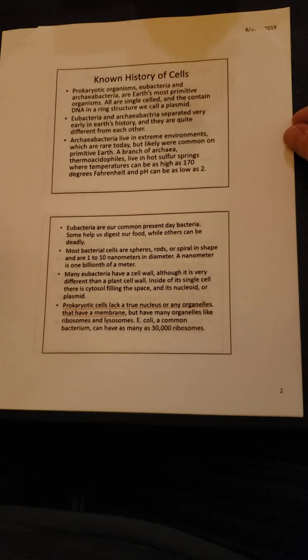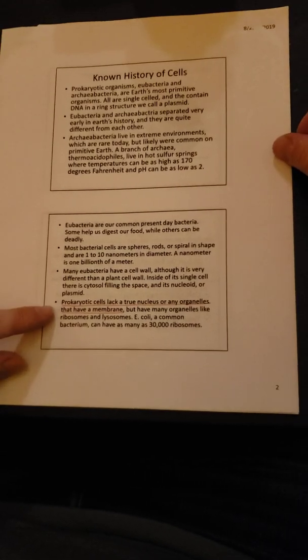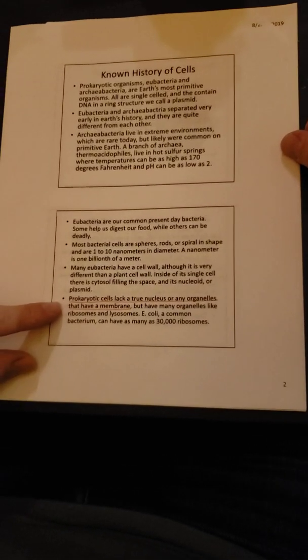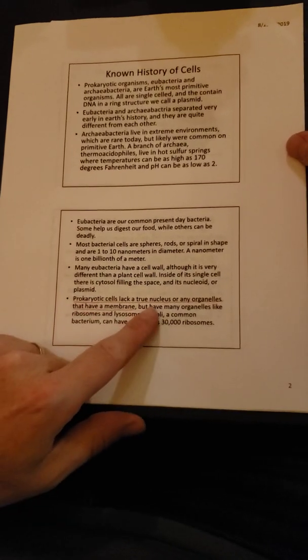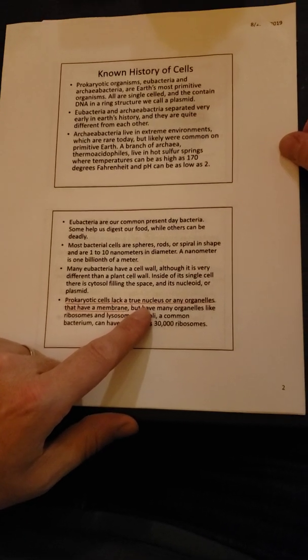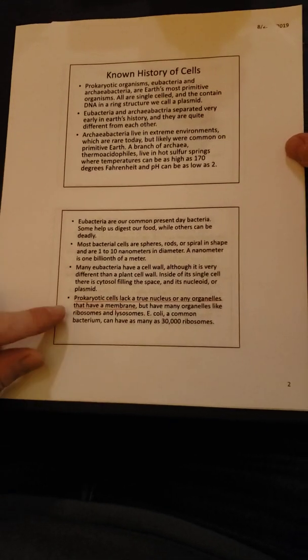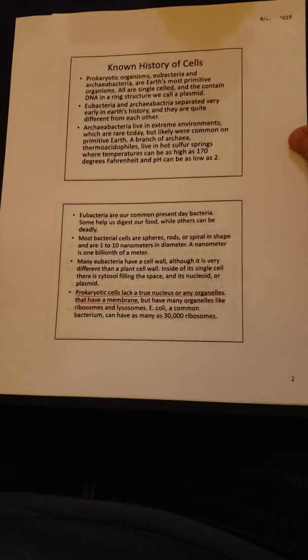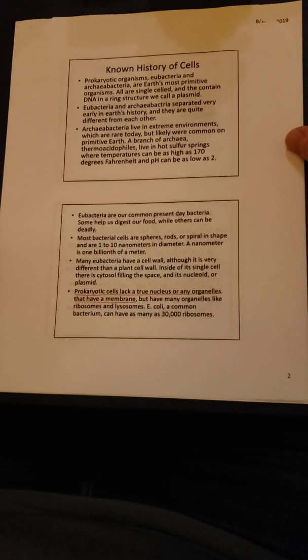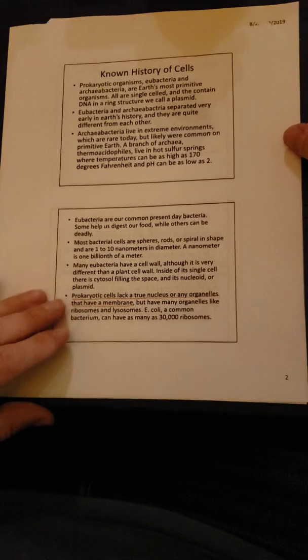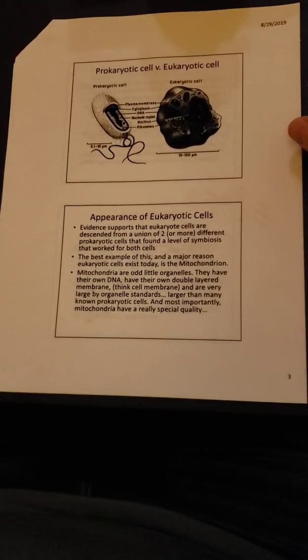So the first thing that I highlighted down here, which is on the bottom slide: prokaryotic cells lack a true nucleus or organelles that have membranes. So a true nucleus is a nucleus that has a membrane. So prokaryotic cells do not have a nucleus that has a membrane. I underlined that and I wanted to add that to this video because that's going to be a recurring theme in this class that we will talk about repeatedly. So I wanted to make sure that we touched on that.